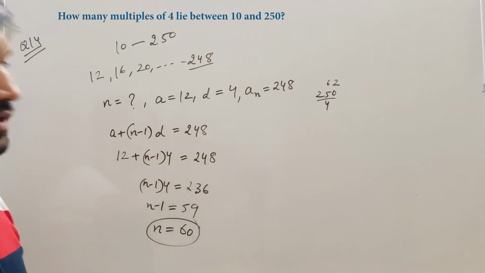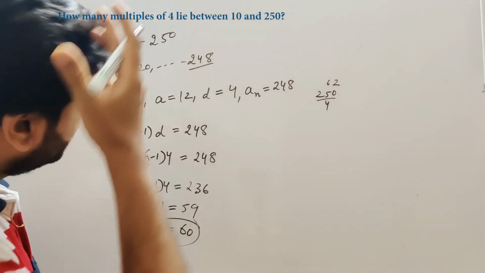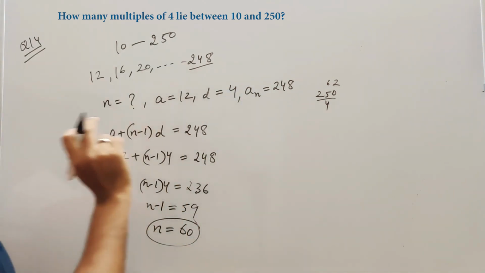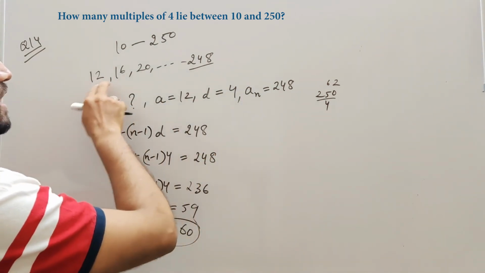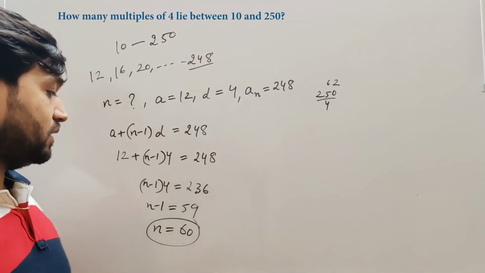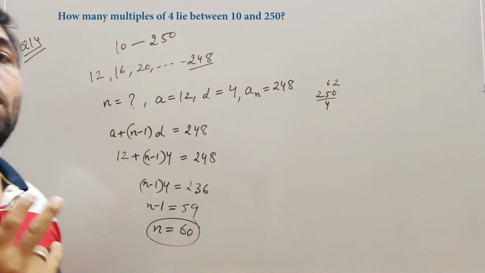So this is what we are supposed to find. The question is how many multiples of 4? That means there are 60 such multiples of 4 between 10 to 250. I mean 12, 16, 20, 24 till 248. There are 60 such numbers, 60 such multiples of 4.